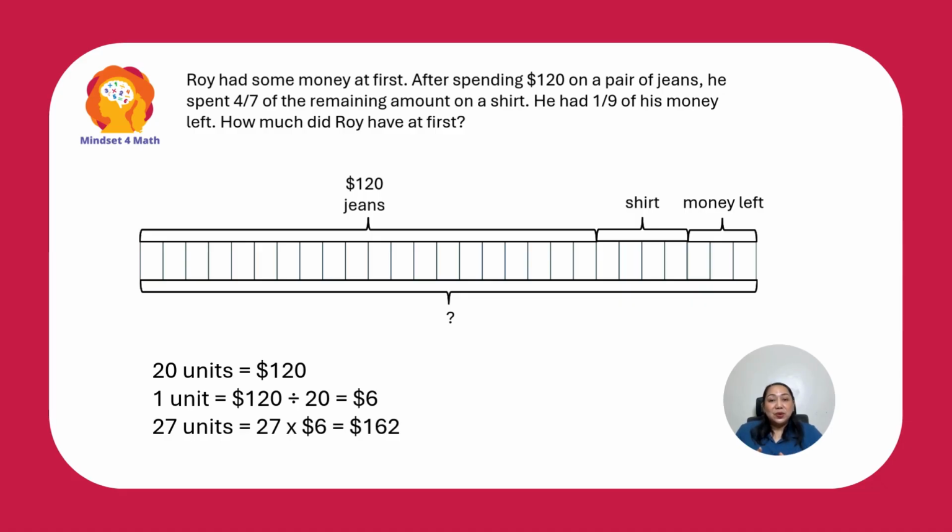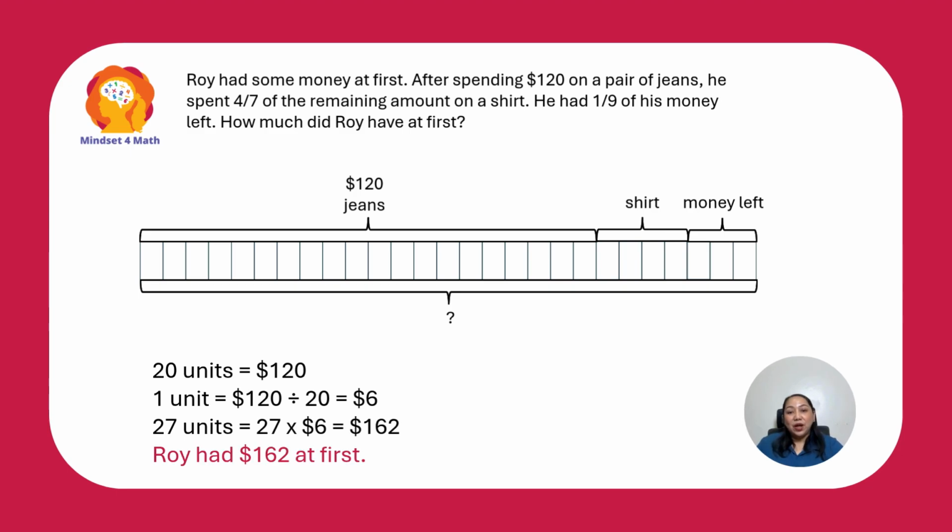Let's start with what we know. We know that 20 units are equal to $120. And to get what 1 unit is equal to, we have to divide $120 by 20, and the answer is $6. So if 1 unit is $6, to get 27 units, we need to multiply 27 by $6, and the answer is $162. Roy had $162 at first. Did you get the same answer?